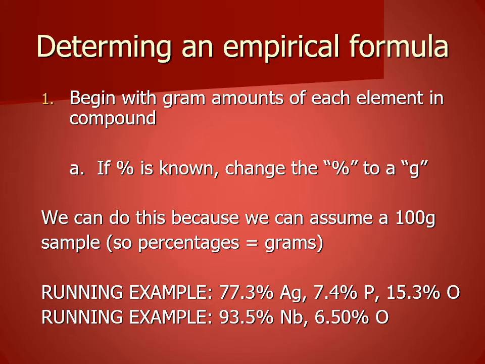How can that work? How can we just change that to a gram? Here's why. This whole compound represents 100% of it. So what if we had 100 grams of this compound? Therefore, 77.3% of that 100 grams would be silver, meaning 77.3 grams would be silver. So you can do that. It's a nice little quick mathematical trick where the percentage can just be changed to a G for gram, and then step 1 is done and you're ready to go to step 2.